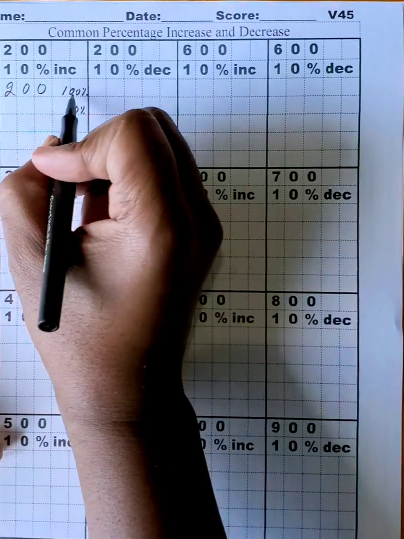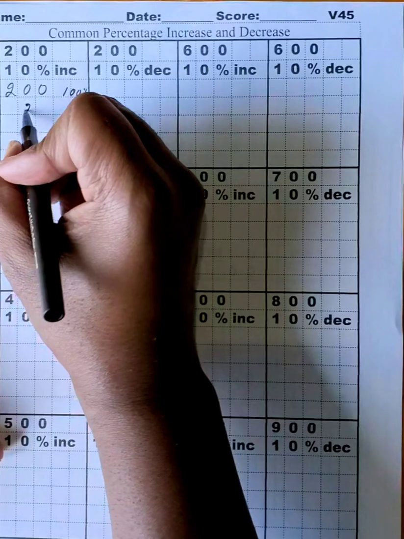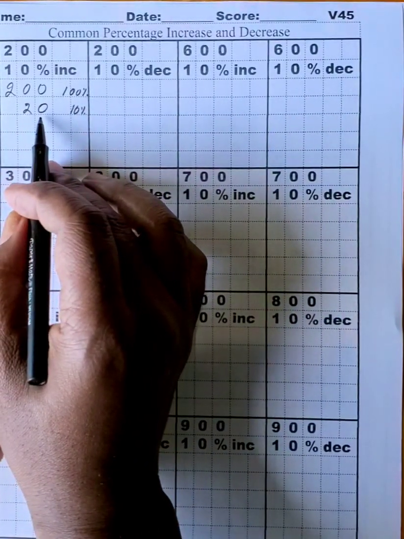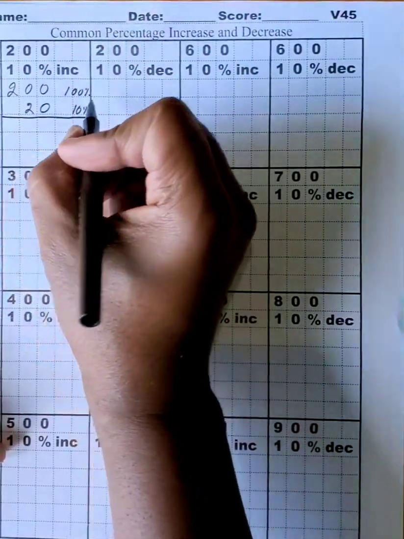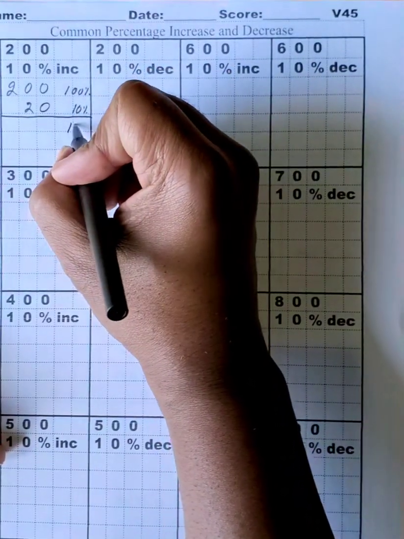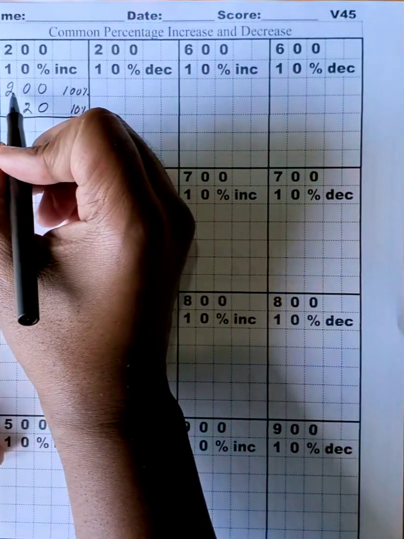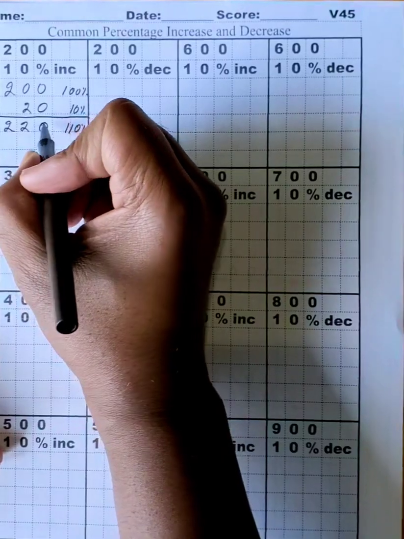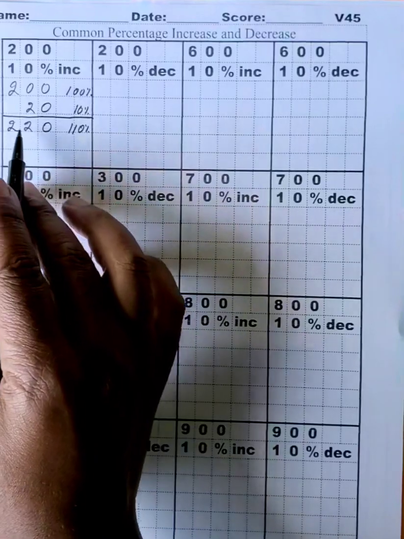Well, if 200 is 100%, then 10% will lose a zero. Here, this becomes 20. So this is 10%. Now, if you make a 10% increase, what we're saying is that we're starting off with 100%, adding a 10%, and as a result, we're going to end up with 110%. So we add our 200 and our 20, and this is what a 10% increase looks like. You're going to turn 200 into 220.